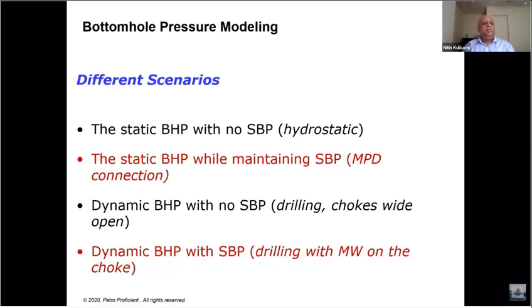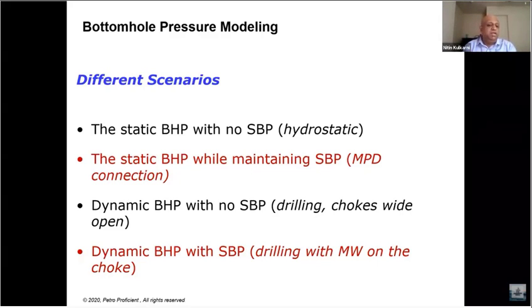One is that your bottomhole pressure is static, you are not applying any surface back pressure, and there is no circulation in the well. What is the bottomhole pressure then? Then you take into account another scenario where your bottomhole pressure is static, that is there is no circulation, and you are applying some surface back pressure. What would be your bottomhole pressure in that case? Then there is a dynamic bottomhole pressure where you are circulating and there is no applied surface back pressure, but you have system surface back pressure. What would be the bottomhole pressure with your chokes open?